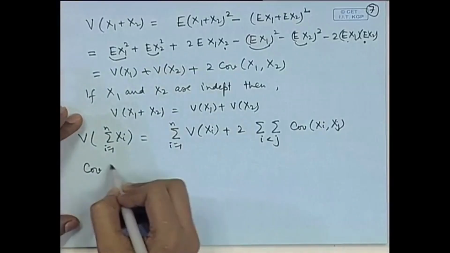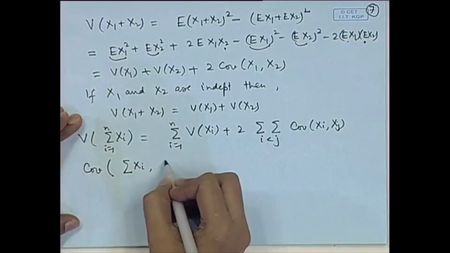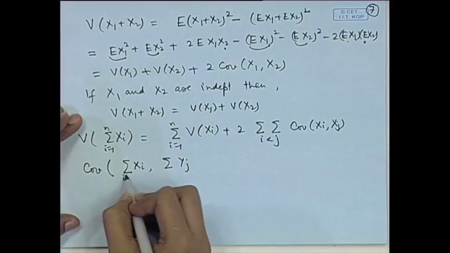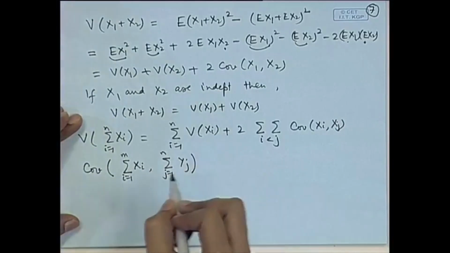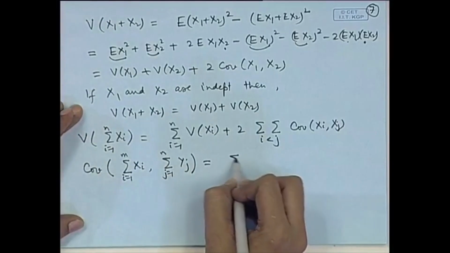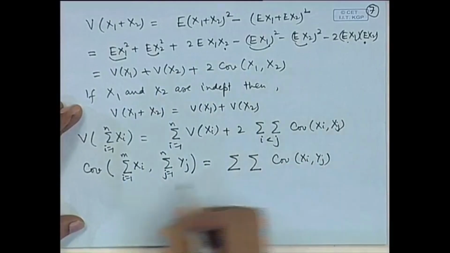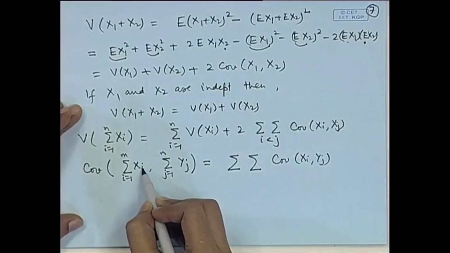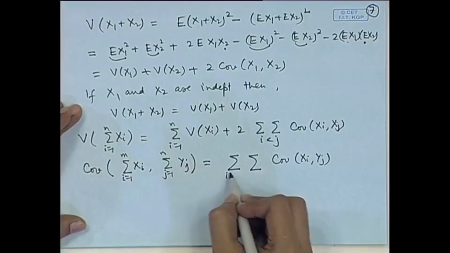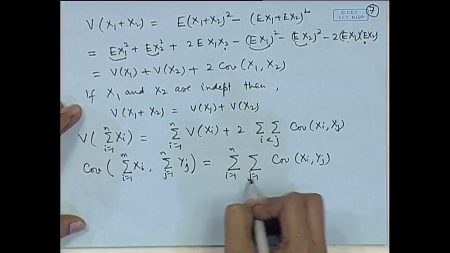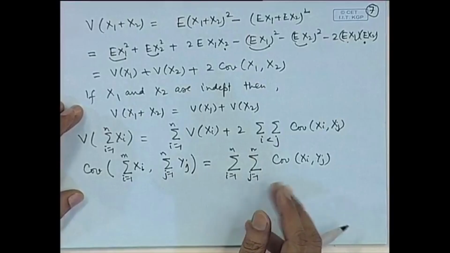We can also have a general formula for the covariance of a sum with another sum. Say this is i equal to 1 to m, and this is j equal to 1 to n. Then this is equal to the double summation of covariance of x_i y_j. That means the covariance of each term in the first summation is taken with each term in the second. These properties are quite useful in the calculation of the moments of sums of distributions.